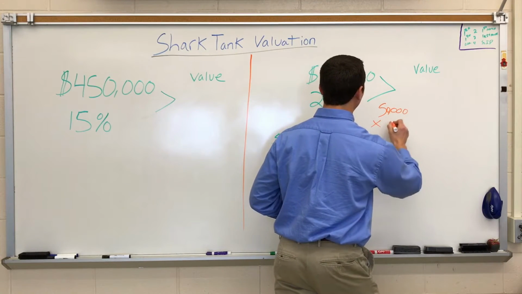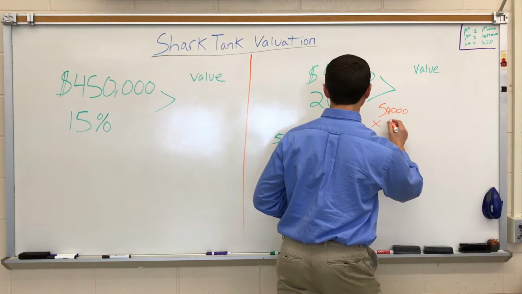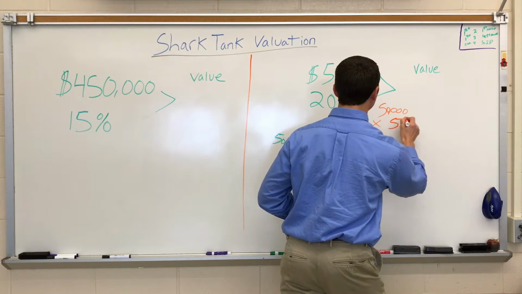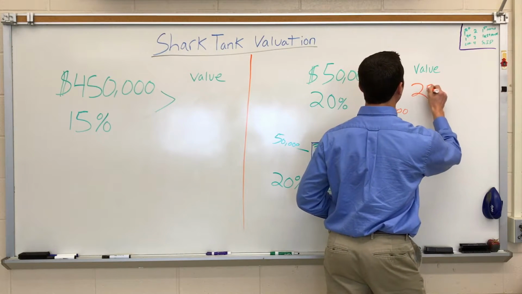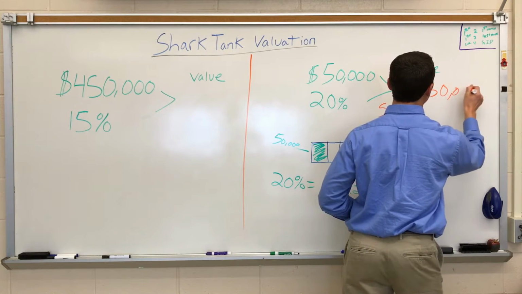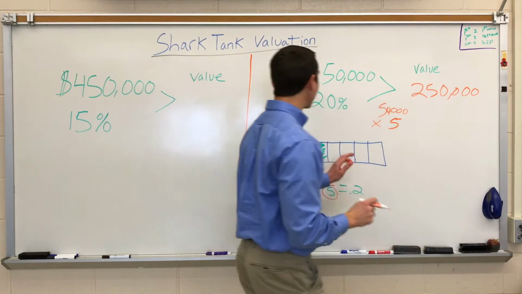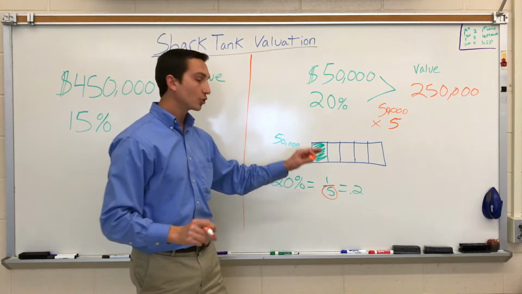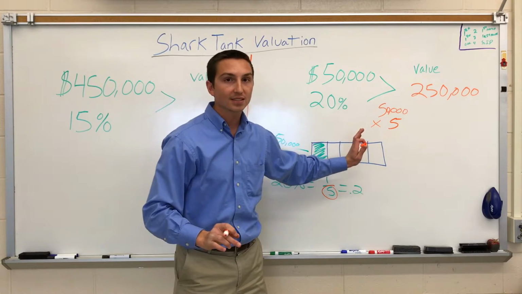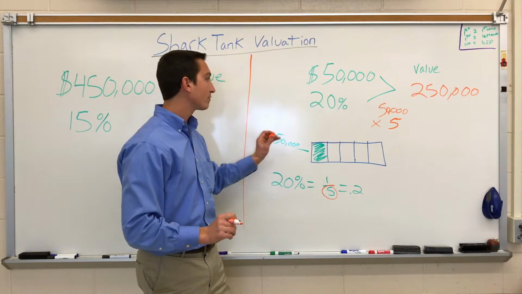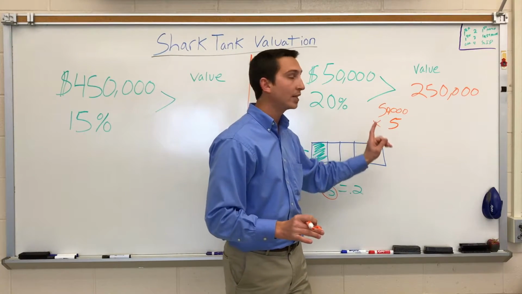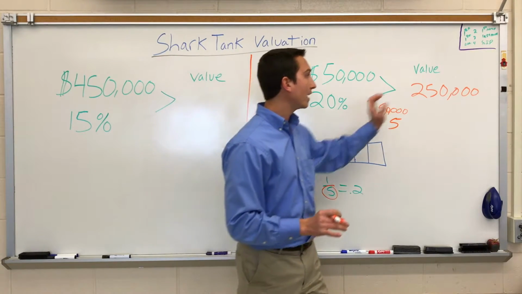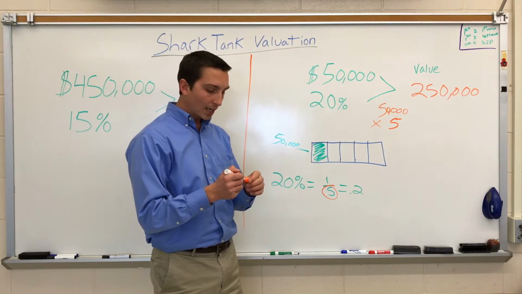times 5, which therefore gives us a value of $250,000. And that's how we come up with that one. It's simply just figuring out we got 5 pieces of this company, we're selling one for 50,000, therefore if all 5 times the 50,000 gives us a value of the whole company of $250,000.